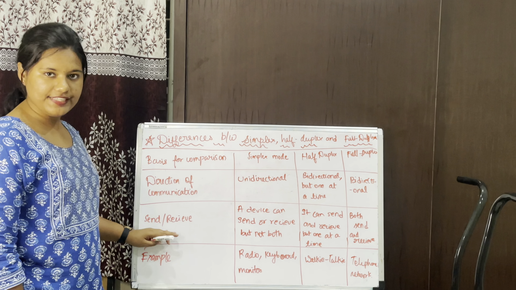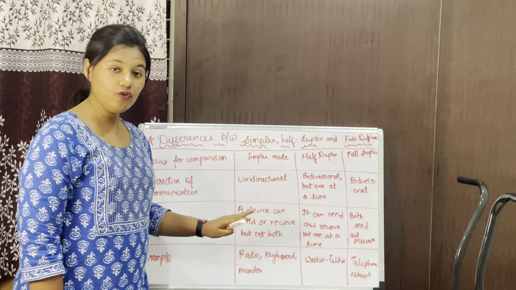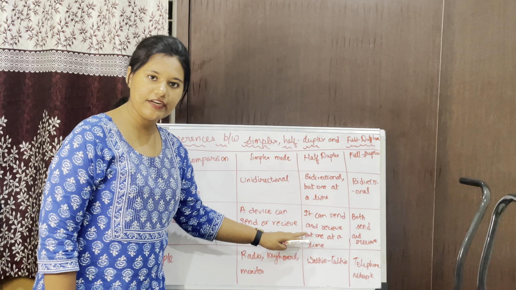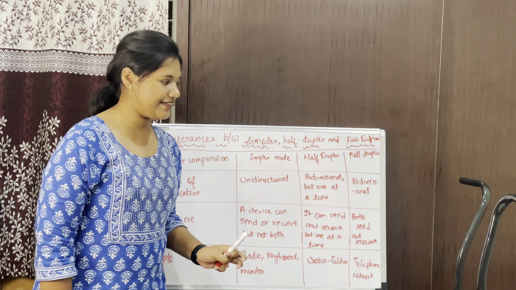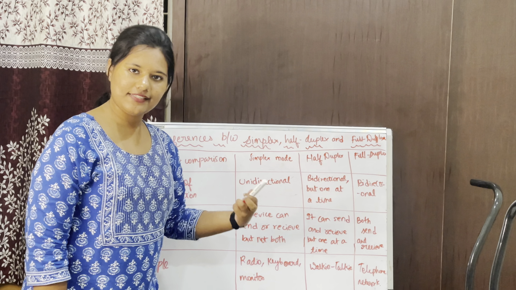Next is sending or receiving the data. The simplex mode can either send or receive, but it can't do both. Next, half duplex can send and receive. It can do both activities, but the condition is one at a time. Then full duplex can both receive and send the data at the same time.